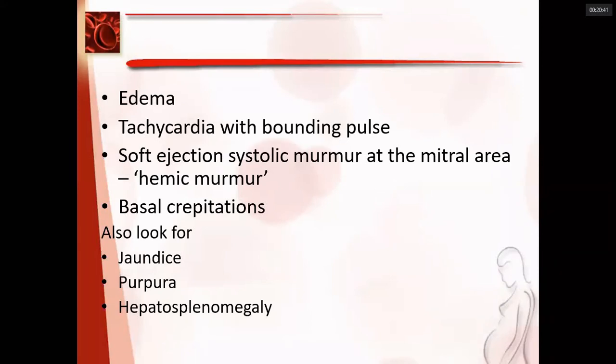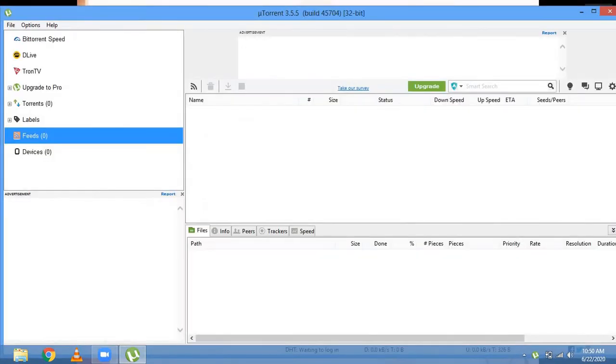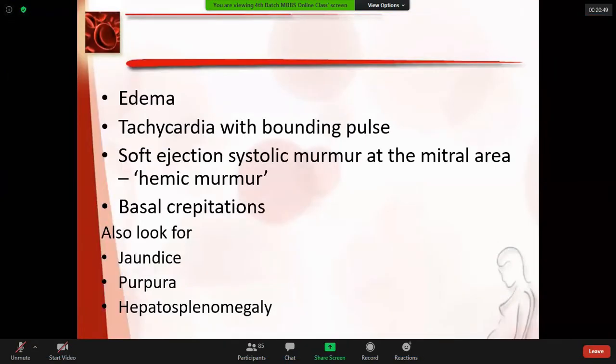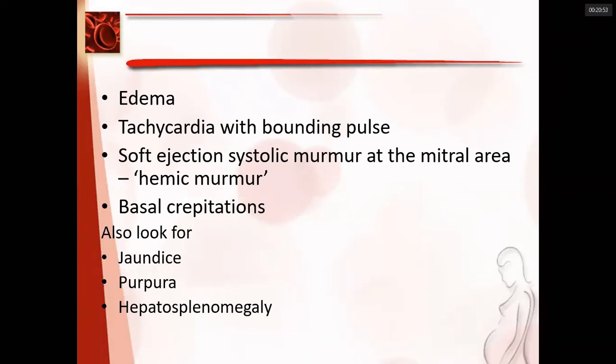And if you check the pulse, there may be tachycardia with a bounding volume. During the cardiovascular examination, we may find a soft ejection systolic murmur at the mitral area, which is known as the hemic murmur. And sometimes, if the patient is in severe cardiac failure, we may be able to hear basal crepitations in the lungs.